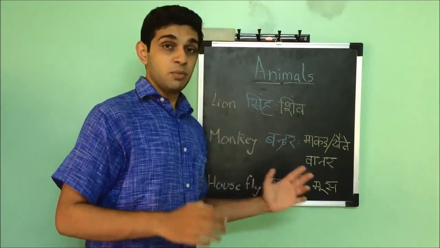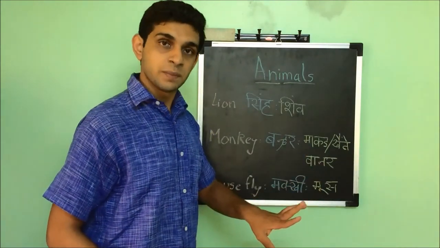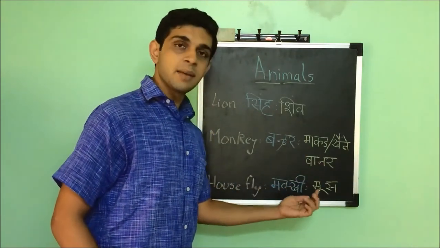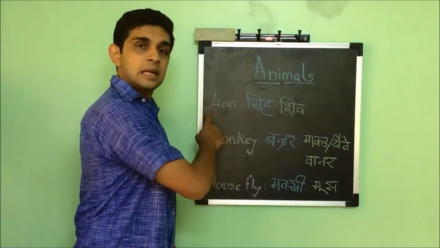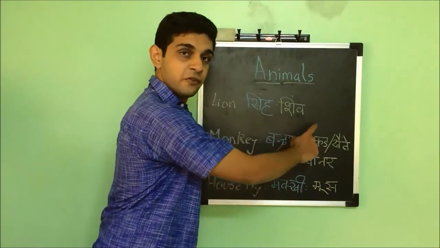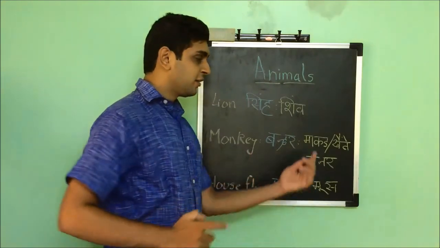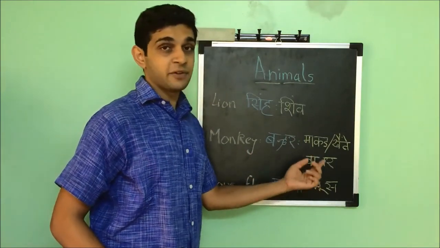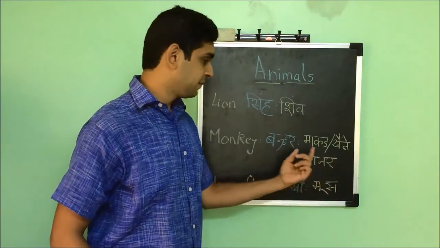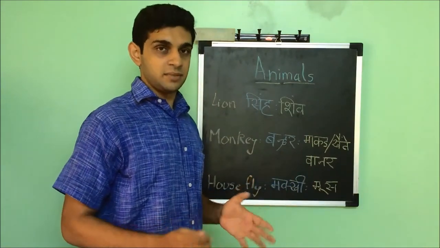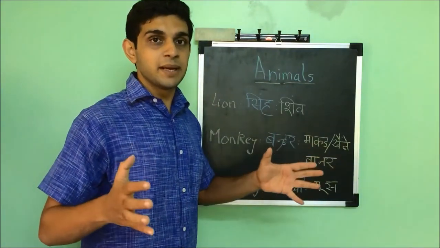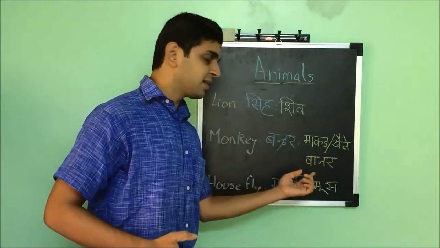Housefly, makhi, right? Moose. So moose again is singular and plural also, okay? Both mean the same, moose. Lion, shiu. Monkey, for male it is makad and for female it is khaitan. The bigger one of them, the vanar sena were big in size, right? So that species is vanar.